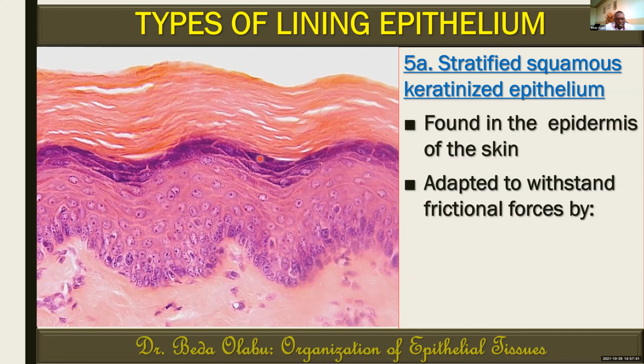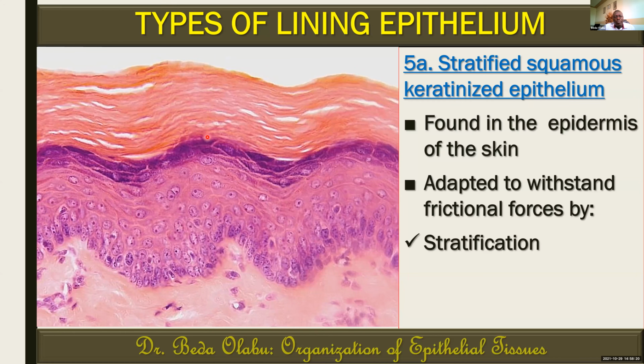The cells on top, which are these ones, appear flattened, so squamous. But beyond the cellular zone, we see this region that is acellular. This acellular material is what we are calling keratin. This keratin layer is so thick, as we can see, almost the size of the cellular layer. This is how stratified squamous keratinized epithelium looks like, and this is exclusively found on the skin.